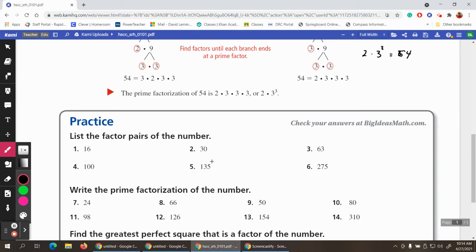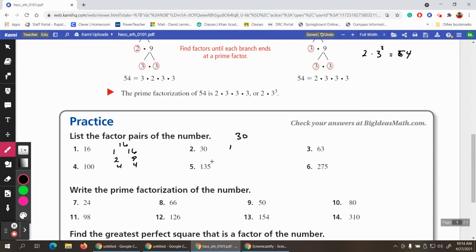So list all the factor pairs of 16. We have 16. 16 is 1 times 16, 2 times 8, 4 times 4. And that's where it stops.